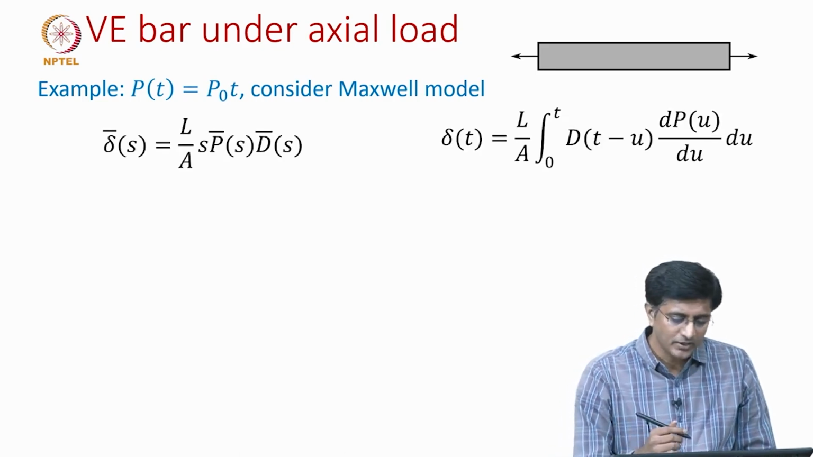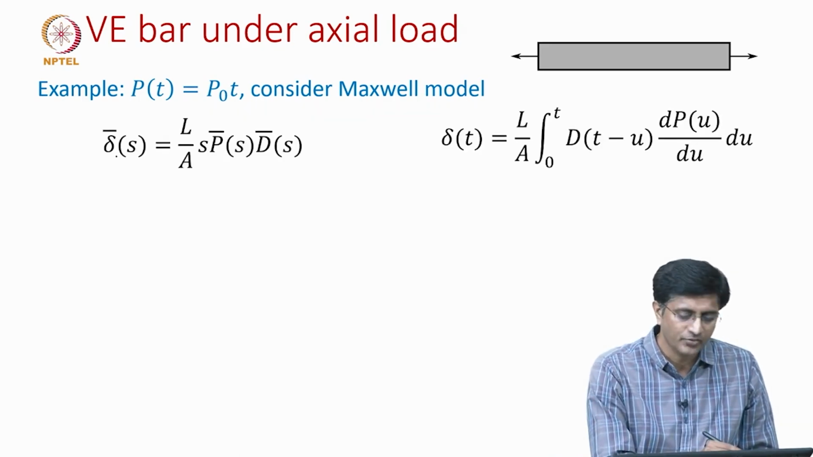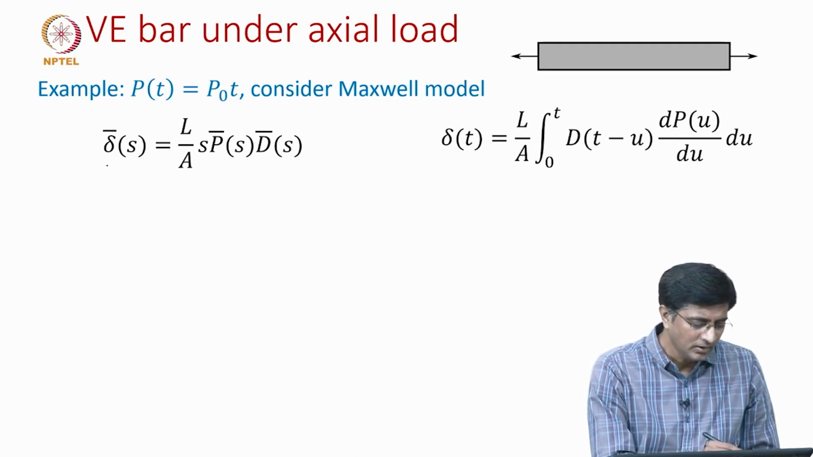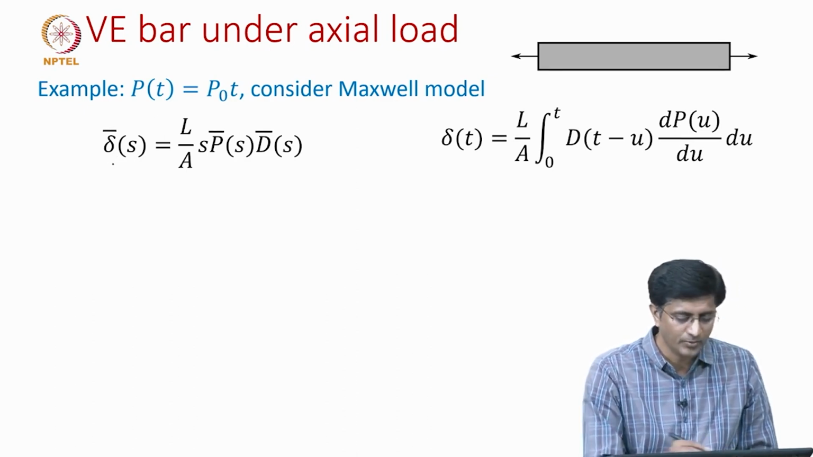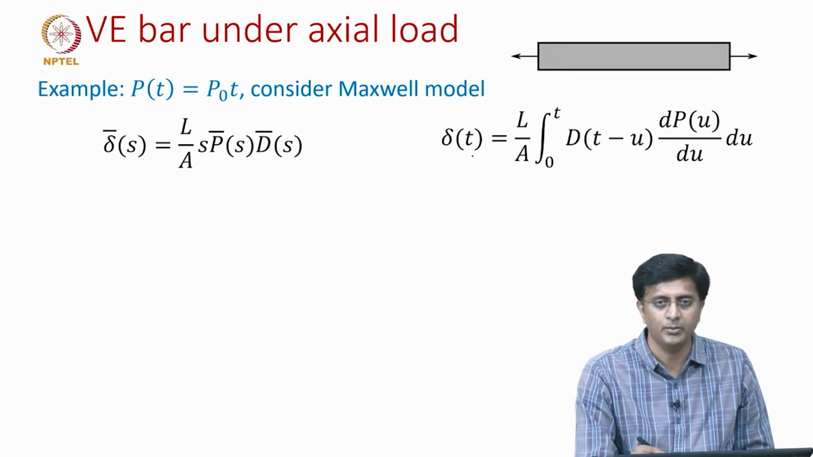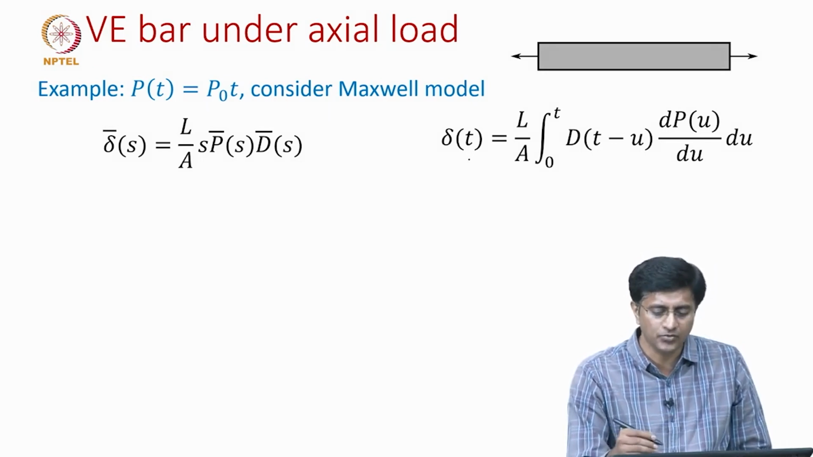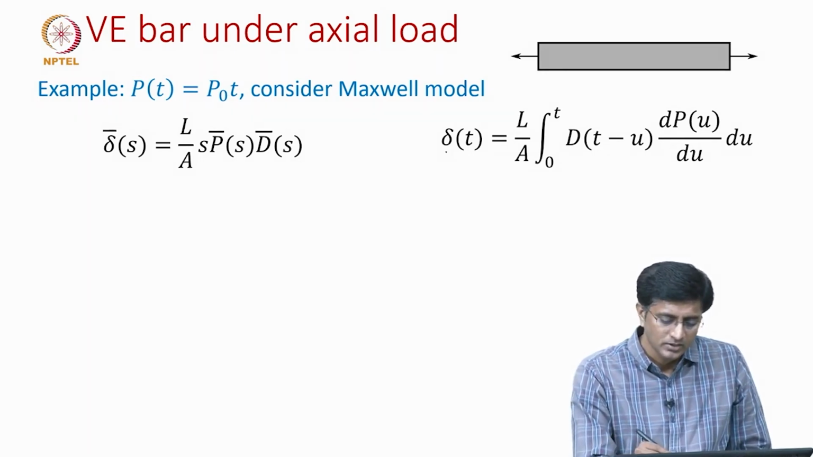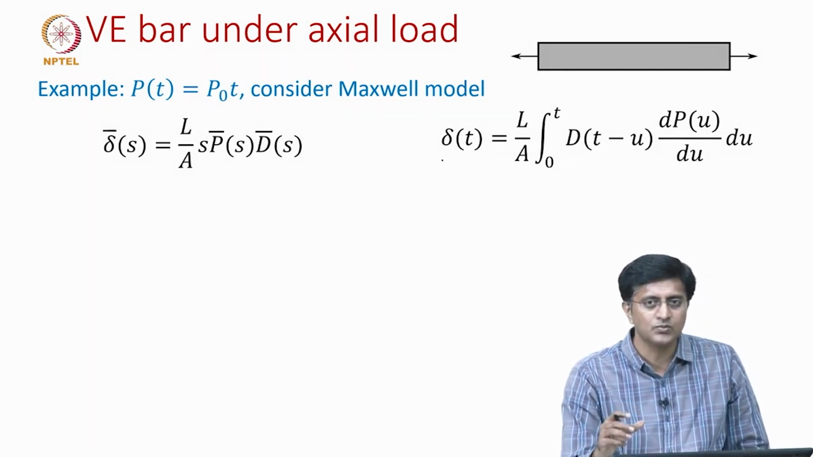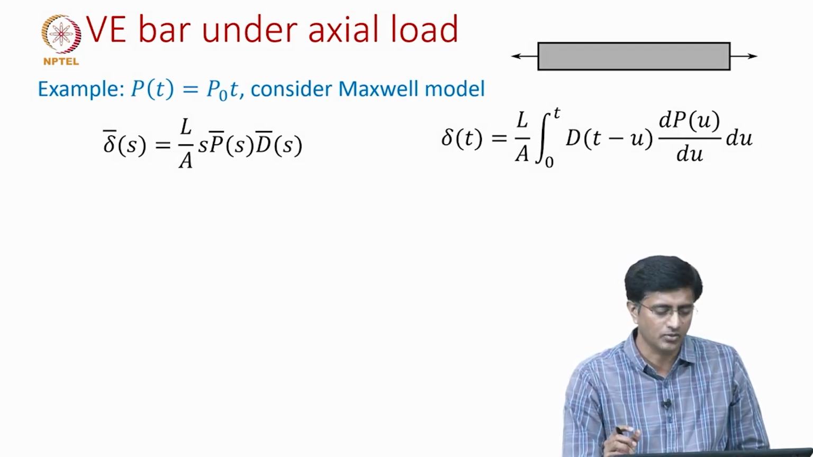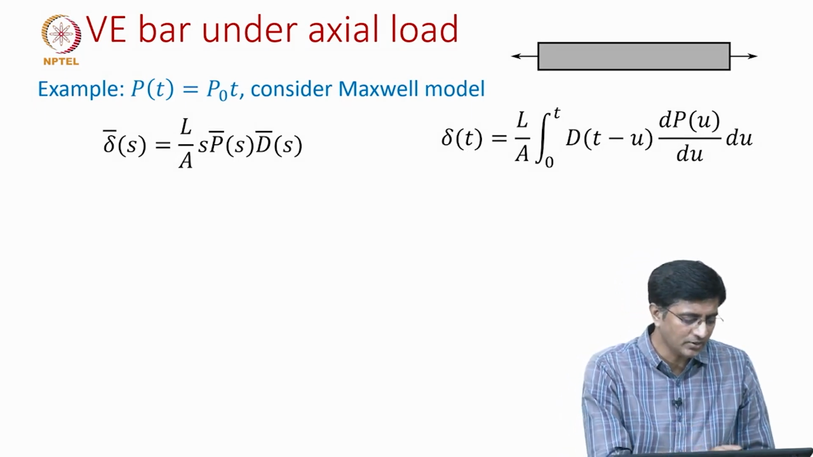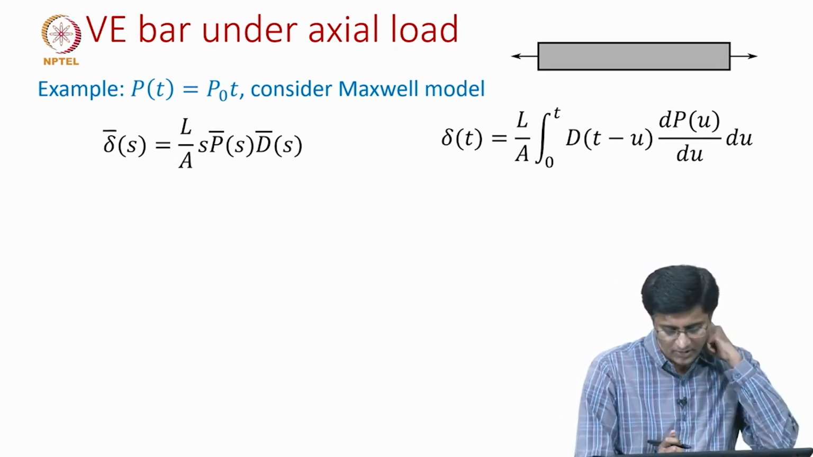So we again start with trying to find the deformation delta. We have one formula in the transform domain and the second formula in the time domain. In this example, we will follow the second formula because we will see that it is more convenient for us to solve the problem. But let us see why it is difficult to start from the Laplace domain.